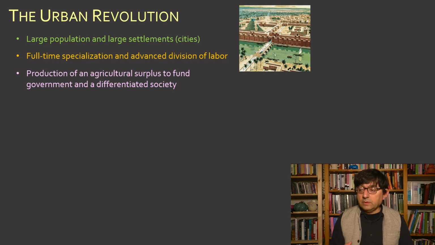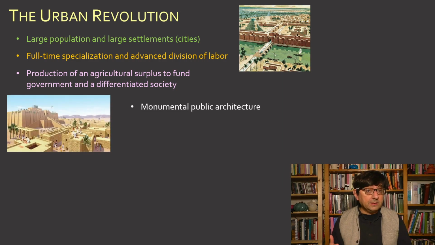So in the division of labor, of course, there is the production of agricultural surplus to fund these professions, this increased population, but also the government itself, the urban institutions, and this differentiated society, which means that agricultural production starts to get organized by the state or by the major urban institutions.